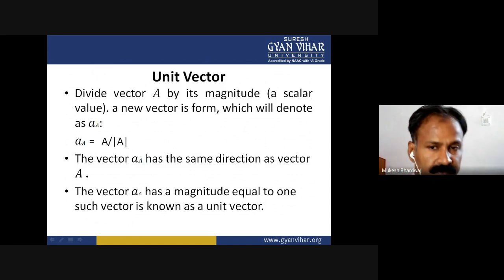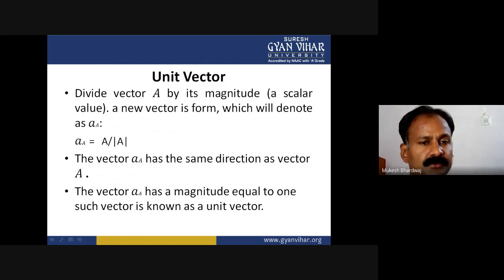The unit vector is given as vector A upon mod of A. The unit vector has the same direction as vector A. The unit vector A has magnitude equal to one; such a vector is known as a unit vector.